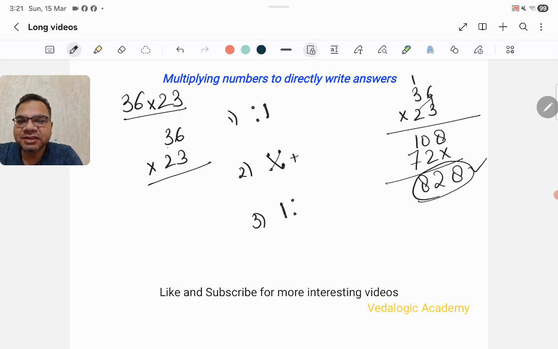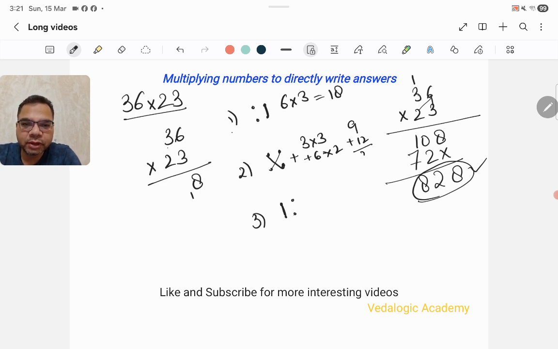Okay. So let's see. This first step is I am going to multiply the numbers on the right hand side, which becomes 6 into 3, which is 18. So I'll put 8 here and 1 carry. The next part is that I'm going to multiply the cross numbers. That becomes 3 into 3 plus 6 into 2. So this becomes 9. 9 plus 12 is 21. 21 and this 1 is carry. So it becomes 22. Now the last part is multiplying of the numbers on the left hand side.